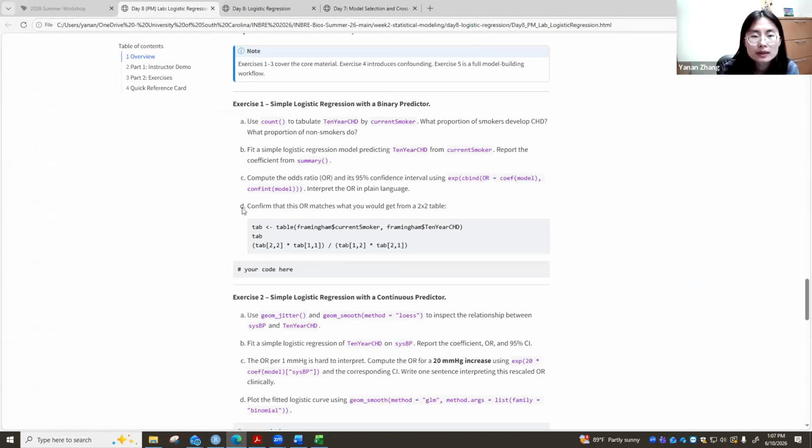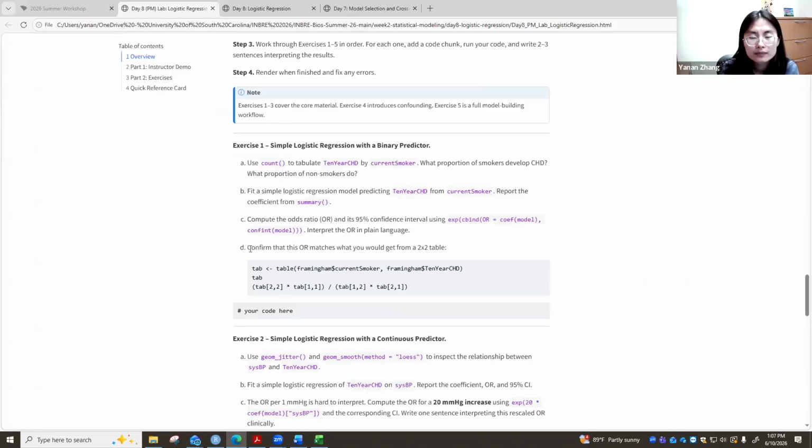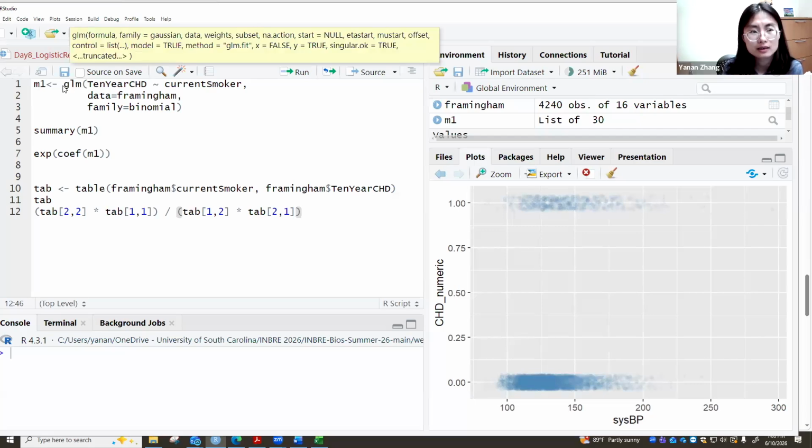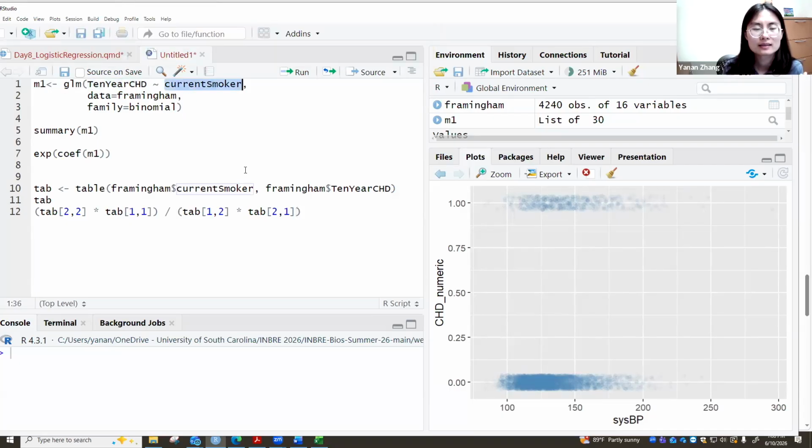1D part. So this one. Basically, we first fit a simple logistic regression, using the GLM function, right? And then we can use this little formula, AD over BC, and you will see we can get exactly the same results. So here, let me show my screen. First, we fit a simple logistic regression, right? Outcome and exposure, current smokers.